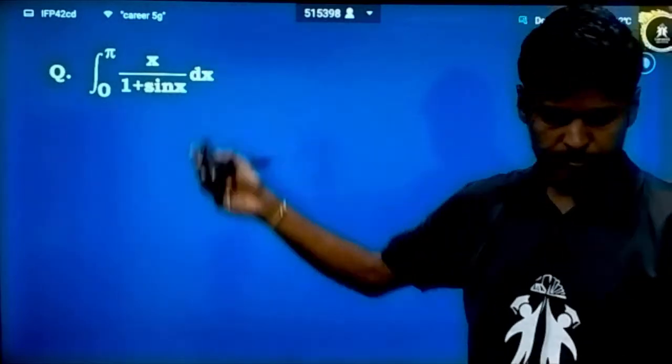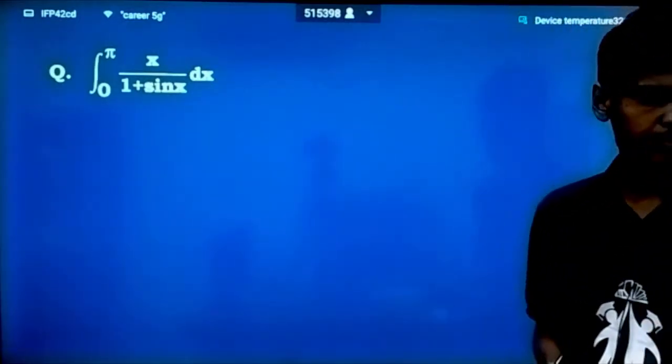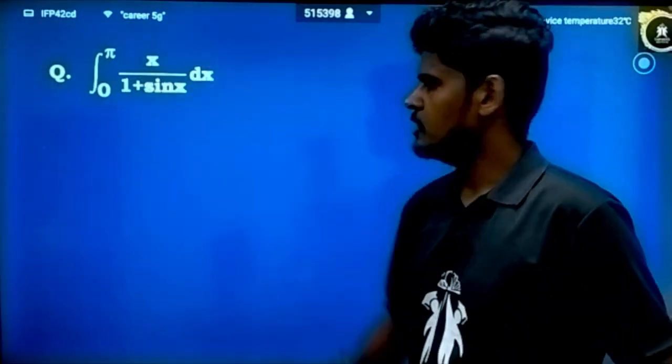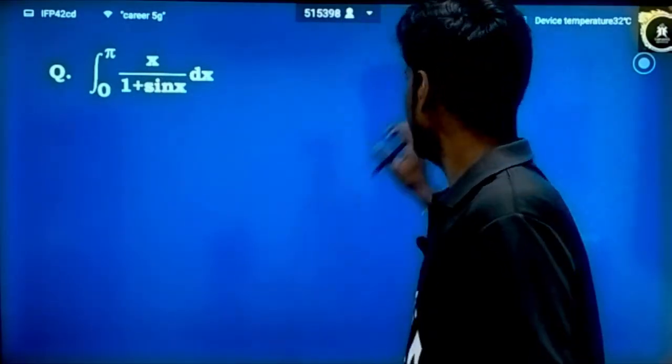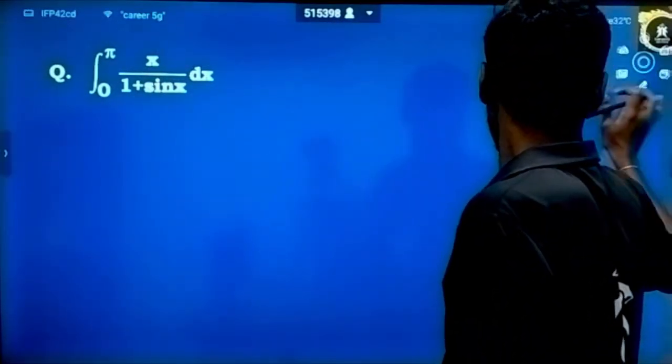Next question. From here on we will try to solve a little faster. Between 0 to pi, integral of x by 1 plus sin x dx. Okay, sir.